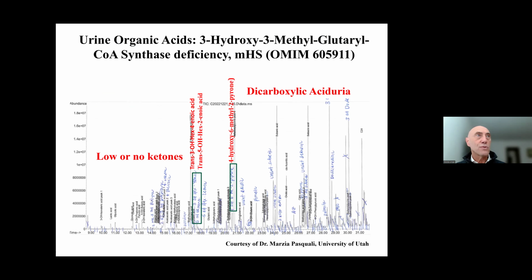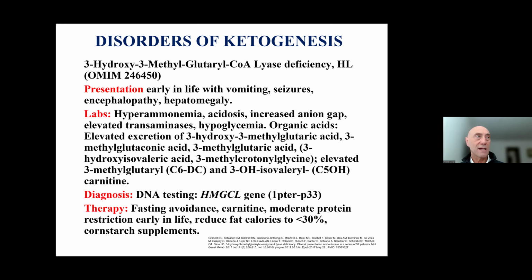The second condition that can cause a disorder of ketogenesis is deficiency of 3-hydroxy-3-methylglutaryl-CoA lyase. This condition usually presents early in life with vomiting, seizure, encephalopathy, and hepatomegaly. You can have hyperammonemia, acidosis, an increase in anion gap, elevated transaminases, and hypoglycemia.